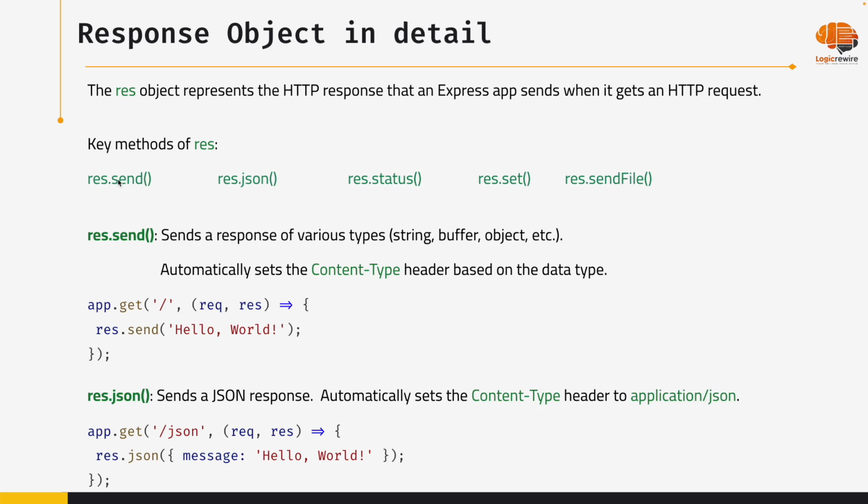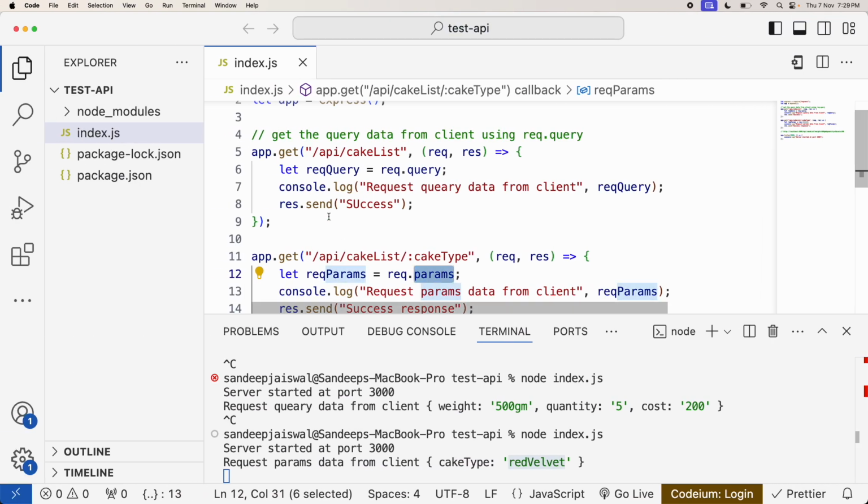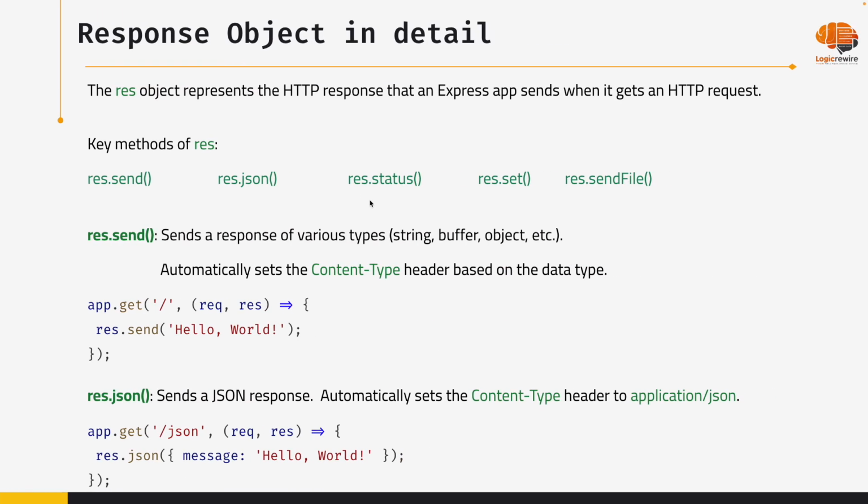res.send, what will it do? It will send any type of data, either string or buffer, any type of data. So if you write res.send and then hello world, it will just send that back to the client, like we did just now. We did res.send success. So it's sending the success to the client side as a response, because that was the server. Understood? So here it is written res.send hello world.